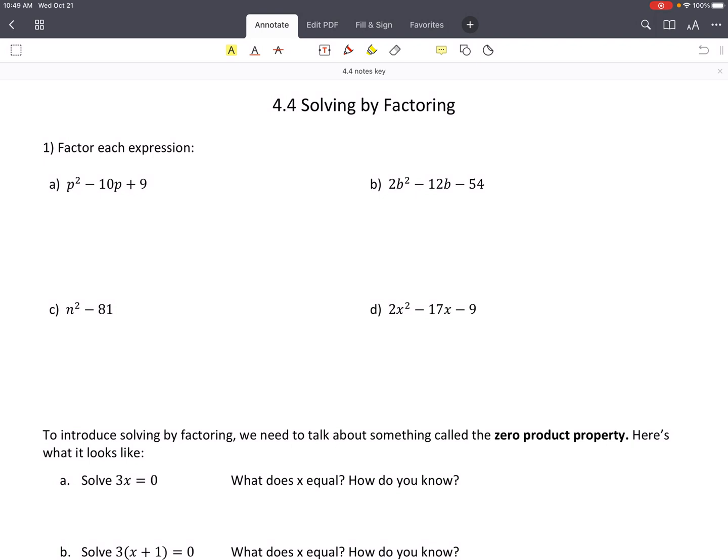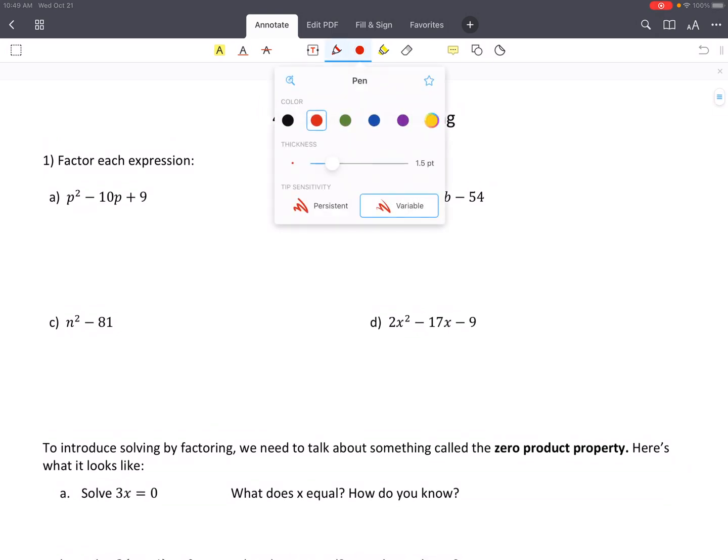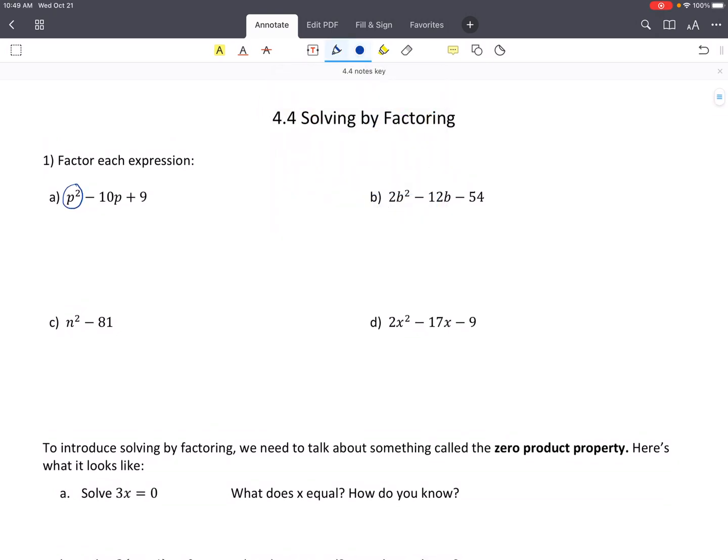With part A here, the first thing that I want you to always look for when you factor is a greatest common factor. So I don't have a greatest common factor. So then I'm going to just multiply my first and my last term, 9p squared. And my job is to find two numbers that multiply to 9 and add to negative 10. Well, I could say, okay, that's negative 9 and negative 1, and they both have p, so p times p is p squared.